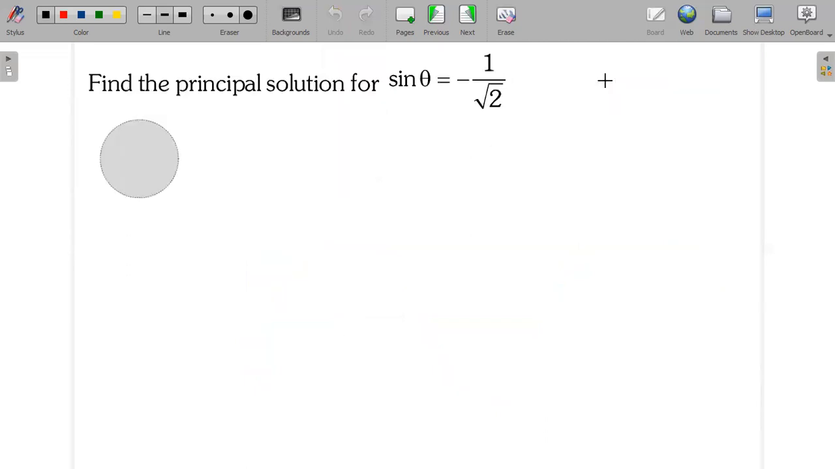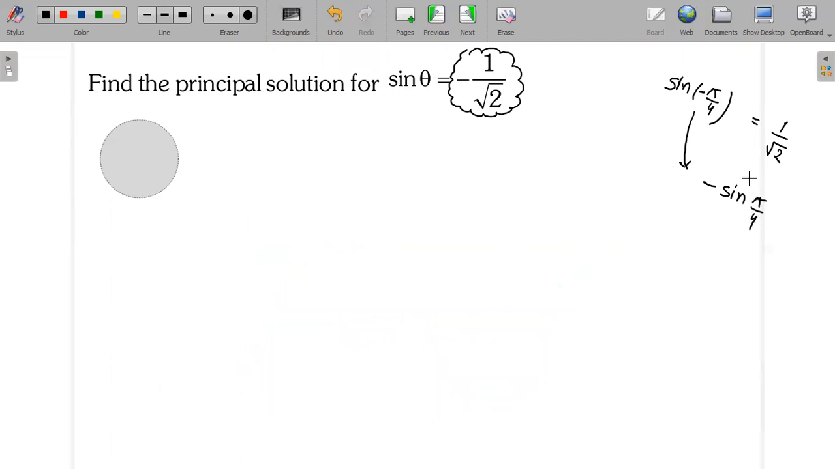Let's try to solve a question. Say I need to get the general values of theta for which sine theta equals negative 1 by root 2. First of all, I need to find a particular value of theta for which I'll get negative 1 by root 2 from sine. I know sine pi by 4 is equal to 1 by root 2. The moment I replace this pi by 4 with negative pi by 4, the result will be negative times sine pi by 4. That will give me negative 1 by root 2.